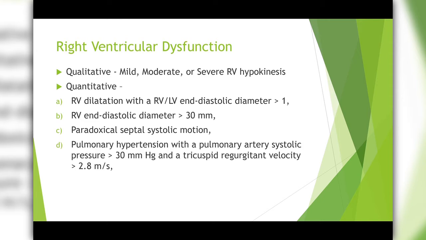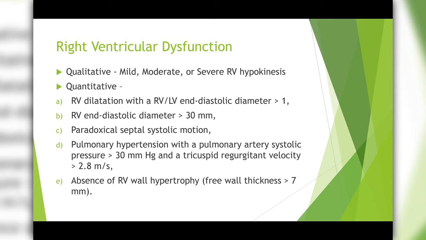Pulmonary hypertension with a pulmonary artery systolic pressure greater than 30 mm mercury and a TR velocity greater than 2.8 meters per second. Absence of RV wall hypertrophy, which means the free wall thickness greater than 7 mm. Calculating TR velocity and pulmonary artery systolic pressure is for advanced echocardiography uses, but the other signs can be identified on bedside echo.